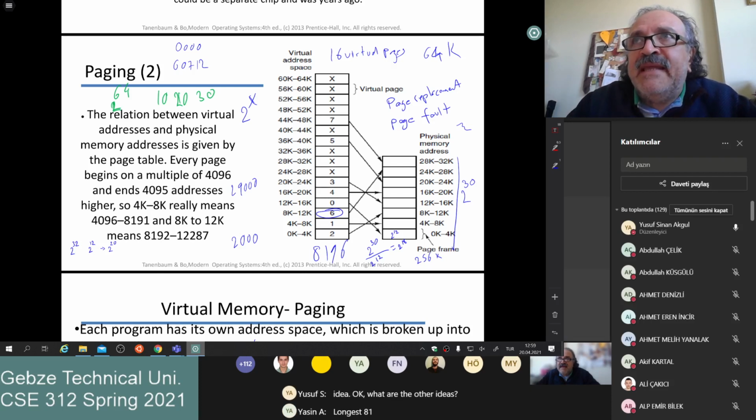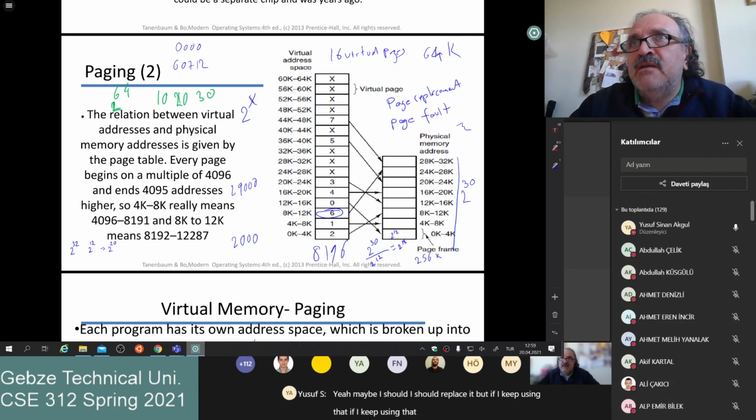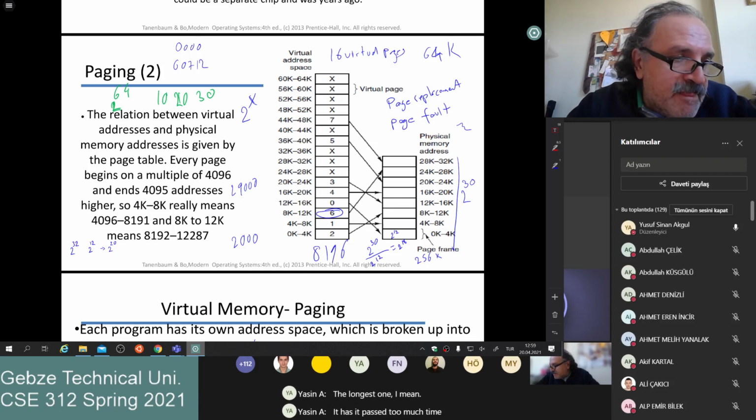Okay, yeah, you mean first in, first out. Whoever is the oldest, I should replace it. But if I keep using that oldest one, it is an old page, but I keep using it. Should I replace it? No, I mean the longest one. I mean it passed too much time that I didn't use it.